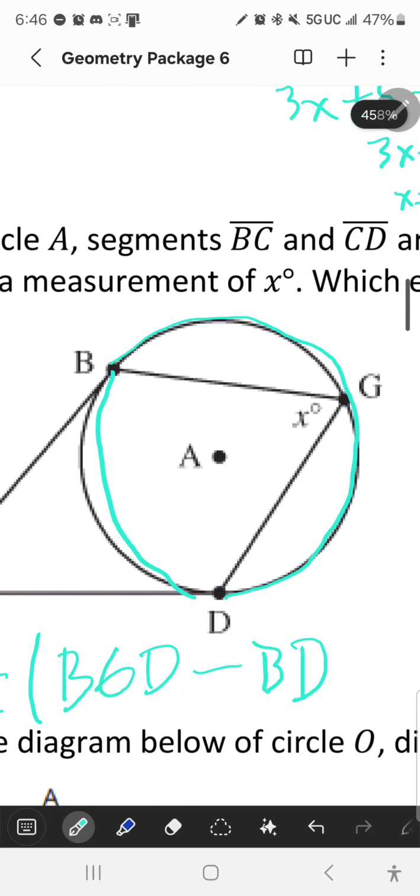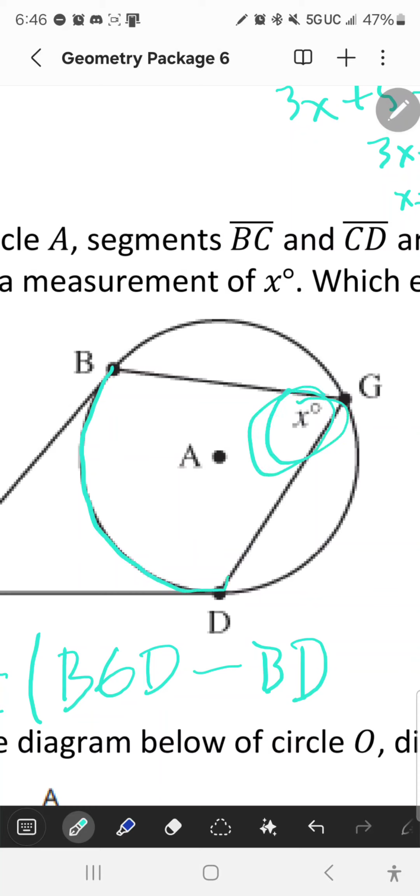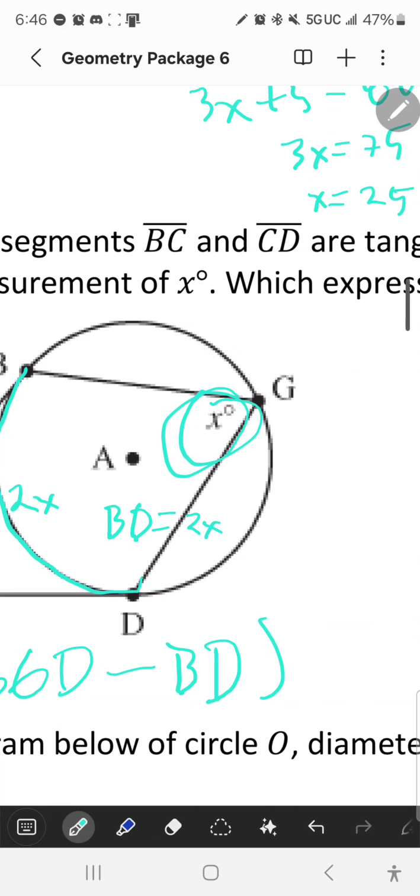First, we know that in an inscribed angle, the arc is twice the angle. So if the measure of the angle is x, the arc will be 2x. So BD equals 2x. Now, the other side, the other arc.